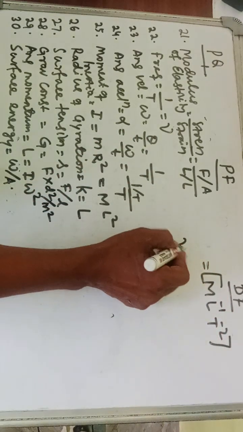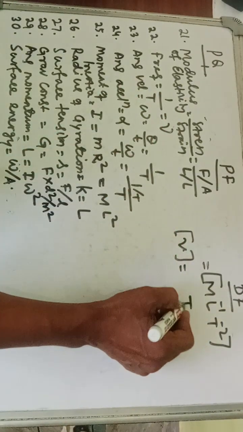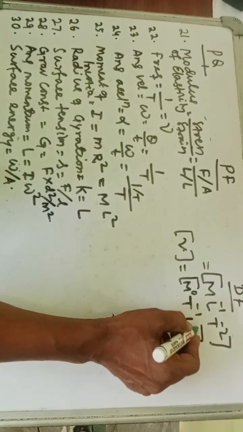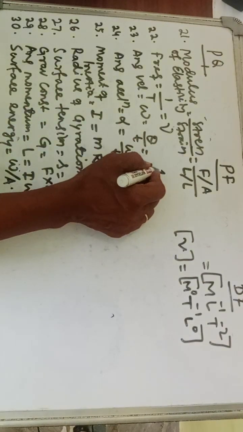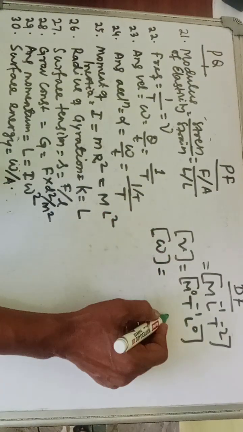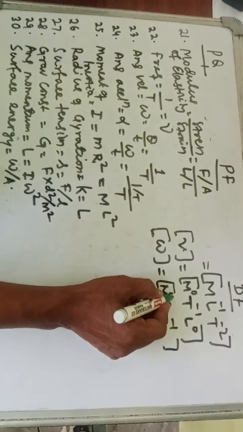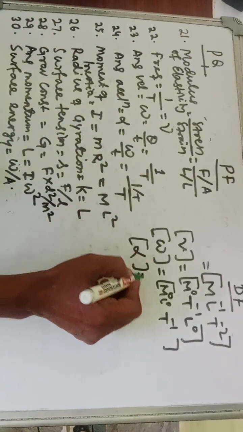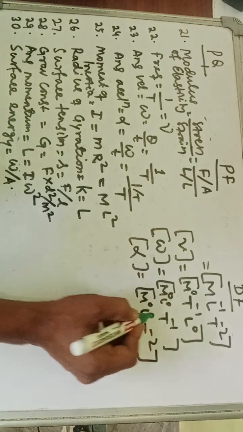For frequency, nu is equal to 1 by time period, or T to the power minus 1. In that case, M will be 0, L will be 0. Angular velocity is theta by t, and theta has no dimension, so it is again T to the power minus 1. Angular acceleration is omega by t, so it becomes T to the power minus 2, M to the power 0, L to the power 0.